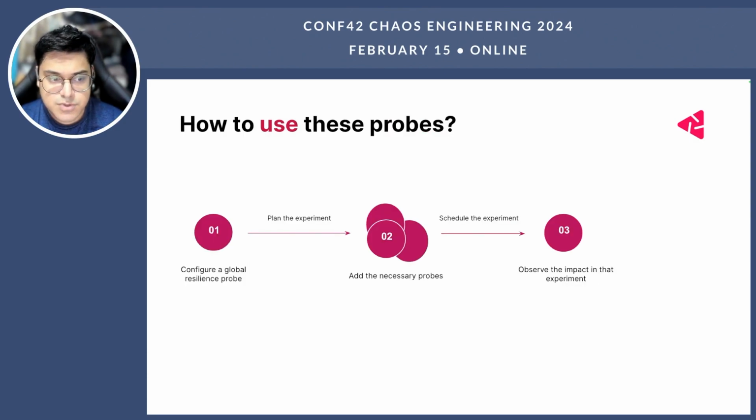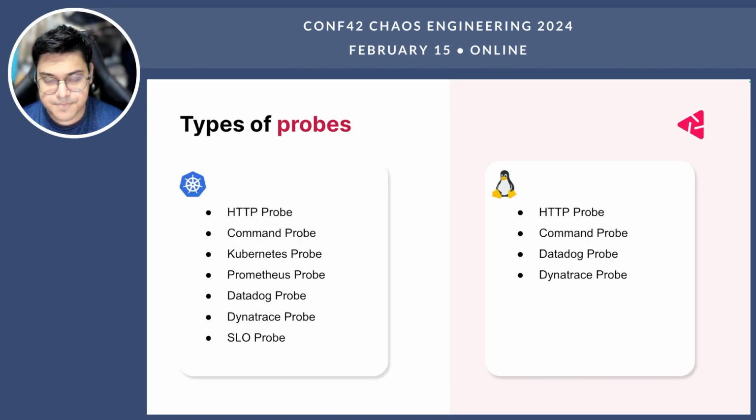Now, how to use this probe? You basically have to configure a resilience probe globally. For example, let's say I configure a health check probe, which checks the health of my application, of my pod, of my container, anything. Once I generalize and create this health check probe, I have to add the necessary probes to my specific faults and then observe the impact that it is causing to my specific experiment. So what are the different types of probes we have right now?